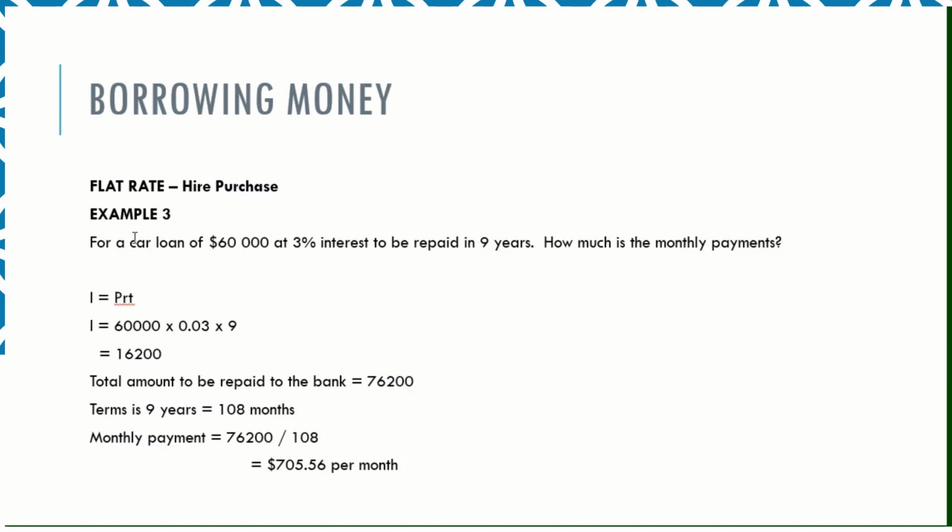Next part, example 3. For a car loan of 60,000 at 3% interest to be repaid in 9 years, find the monthly payment. So you find your interest first: 60,000 times 3% times 9 years. So your total interest is 16,200. How much to be repaid to the bank? 16,200 plus 60,000 is 76,200. How many years? 9 years, which is equivalent to 108 months. So you take this and divide by 108, you will get the monthly payment. So that is easy. That is what we have done. It's simple interest before this.